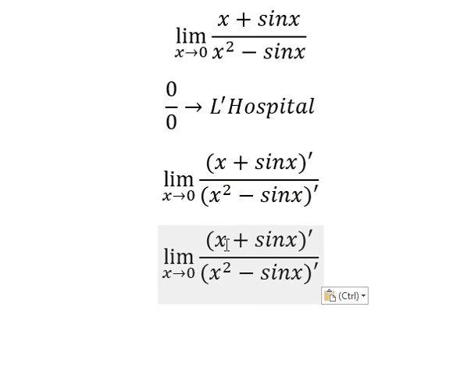The first derivative of x, you get number 1. The first derivative of sine x, you get cosine x. The first derivative of x squared, we have 2x, and this one we have cosine x.